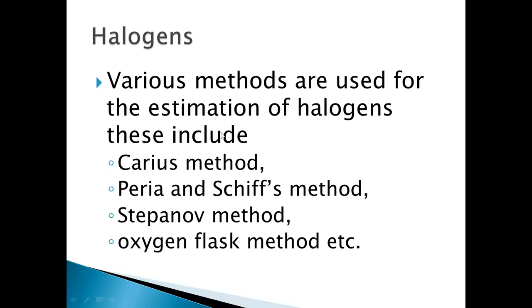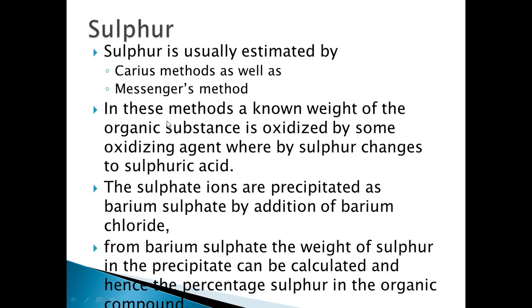Halogens. There are various methods used for the estimation of halogens. These include Carius method, Pregl and Schiff method, Stepanov method, oxygen flask method. Any of these can be used to determine the amount of halogen present in a given compound. For sulfur, sulfur is usually estimated by Carius method or Messenger's method.